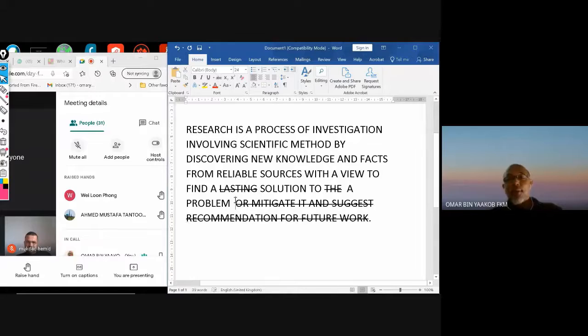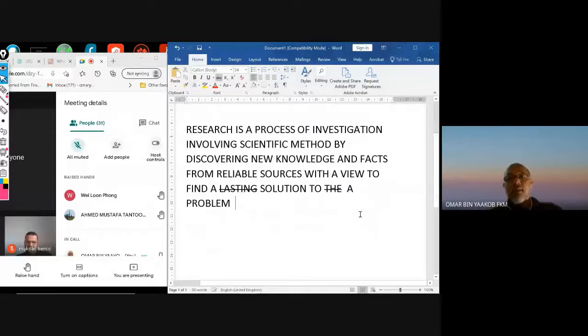So now, if we were to remove this, so not necessarily lasting. Maybe it's a temporary solution. Finally, you improve and improve and improve. There's no lasting solution. Okay, research is a process of investigation involving scientific method by discovering new knowledge and facts from reliable sources with the view to find a solution to a problem.